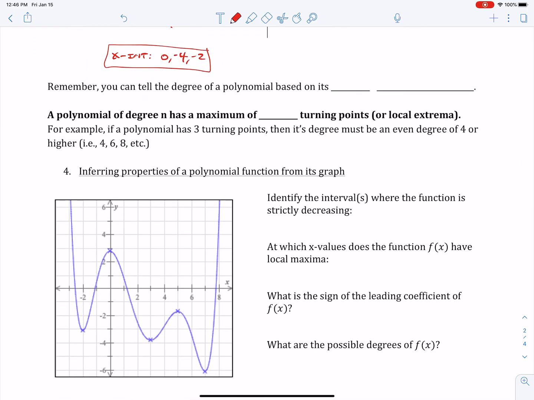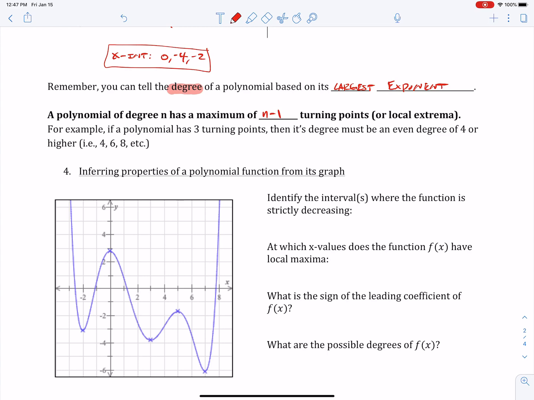Moving on, it says, remember you can tell the degree of a polynomial based on, again, degree of polynomial. That's your key term there, is your largest what? What was the degree that we learned before? Largest exponent is what you should have been thinking, and hopefully were. Now, going a little bit further with everything, a polynomial of degree n has a maximum of n minus 1 turning points, or local extrema.